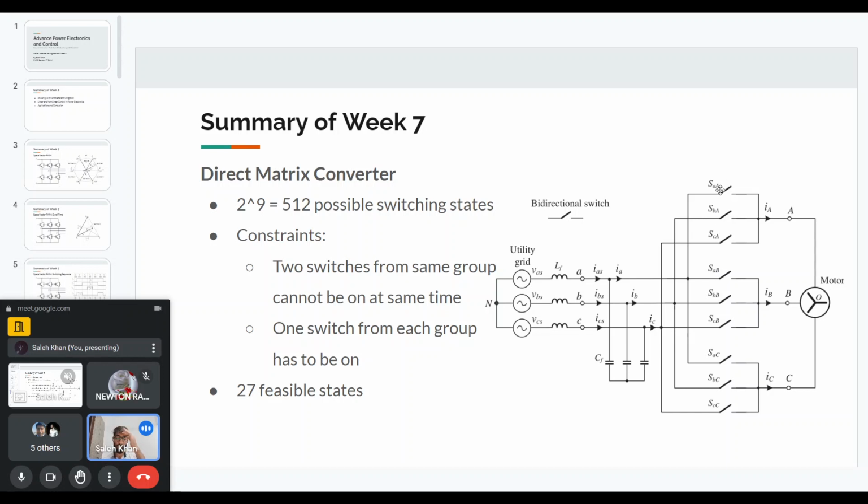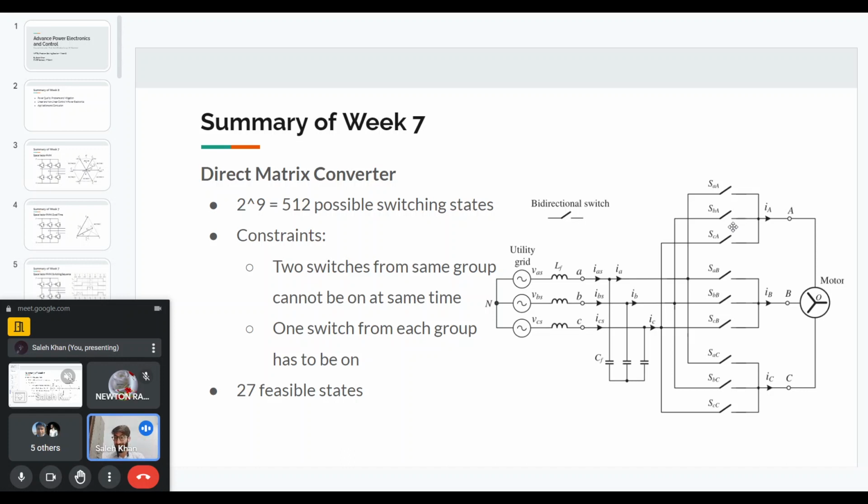And as we know, a switch can be on or off. So two options in each switch, and we have a total of nine switches. That means we can get a total of 2 raised to the power 9, that is 512 possible switching states. I hope that is understood, because each switch can be on or off, and we find the different permutations and combinations, then we will get this many possible states.